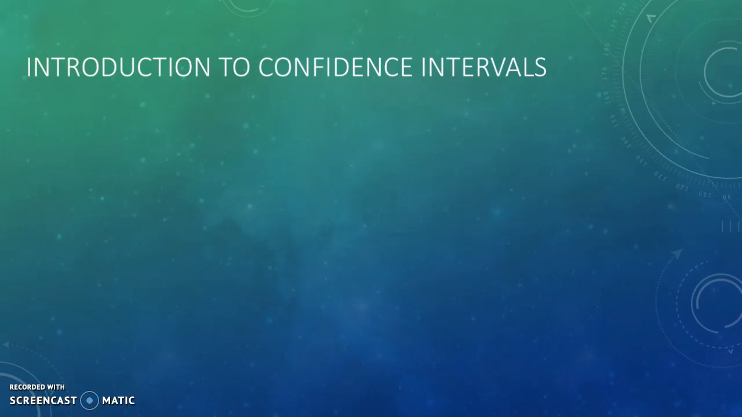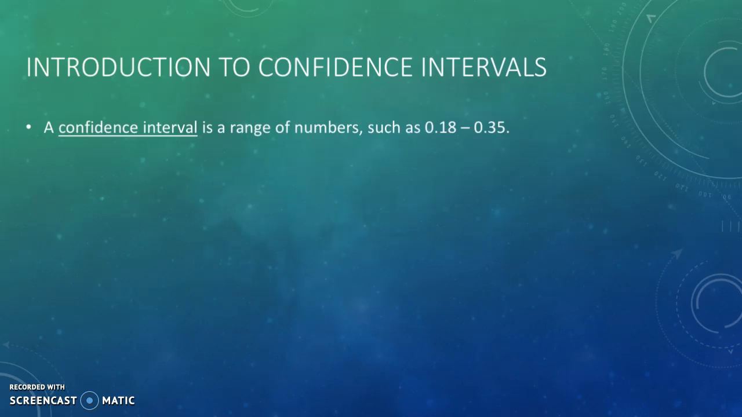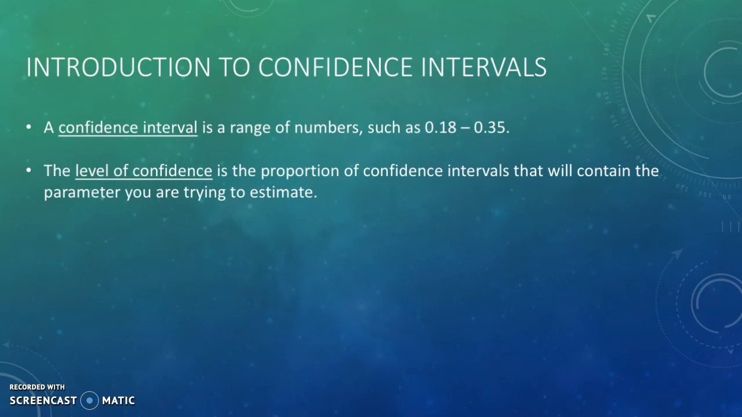As an introduction to what a confidence interval is, we're going to break it down a little bit in the next slide, but a confidence interval is a range of numbers. If I'm making a confidence interval for a proportion, that range of numbers is going to have to be decimal values because p has to be decimal values. As an example, I could have 0.18 to 0.35 as my confidence interval.